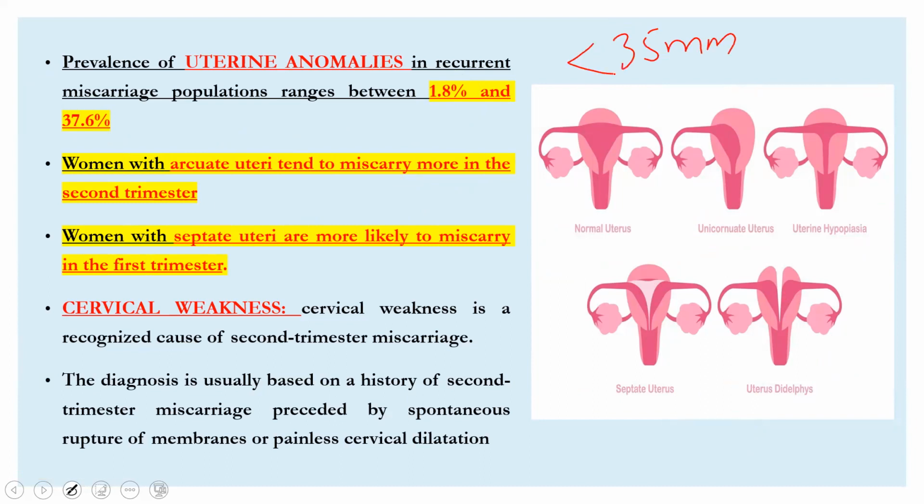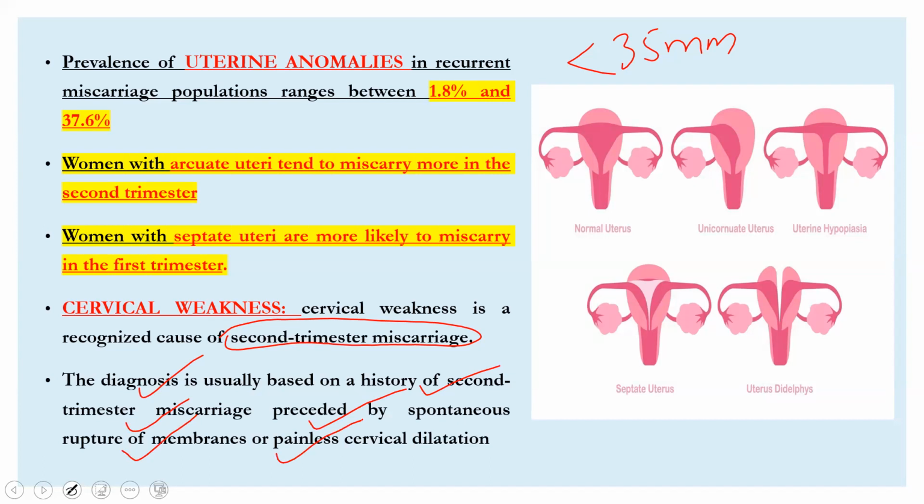So if it is less than 35 mm, clinically, we are going to label somebody as having cervical weakness. All right. So we have to tell them that yes, it could be one of the leading causes of second trimester miscarriage, but not first trimester recurrent miscarriage. So usually the diagnosis is based on a history of second trimester miscarriage, which is preceded by spontaneous rupture of membranes or painless cervical dilatation. Very typical history and presentation of second trimester loss.